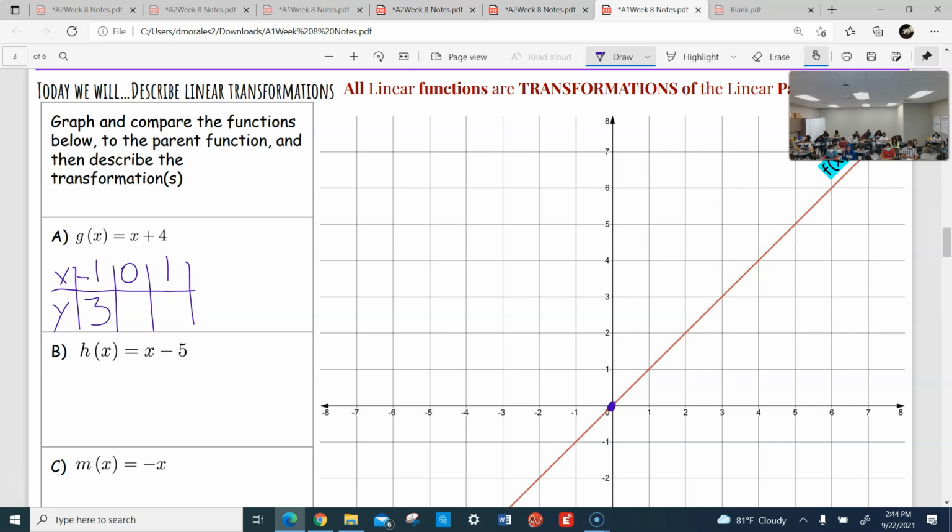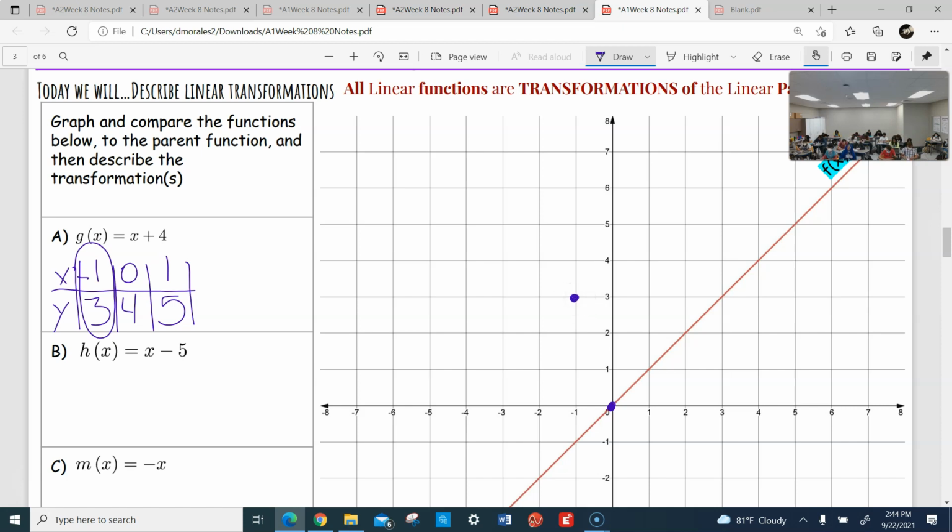What is 0 plus 4? Yeah. And then my third x value is this +1. What is 1 plus 4? 5. So I'm going to graph these points. My first point is at -1, 3. So from the origin, I go left 1, up 3, and make a dot.